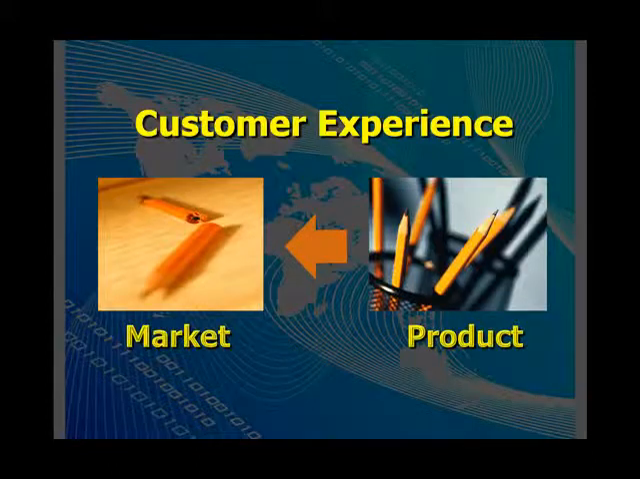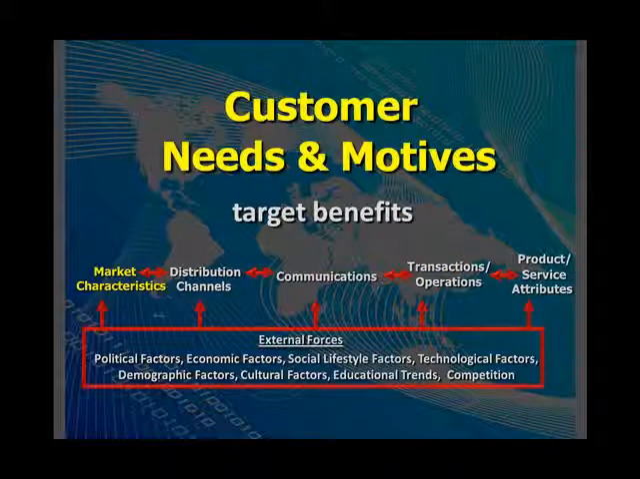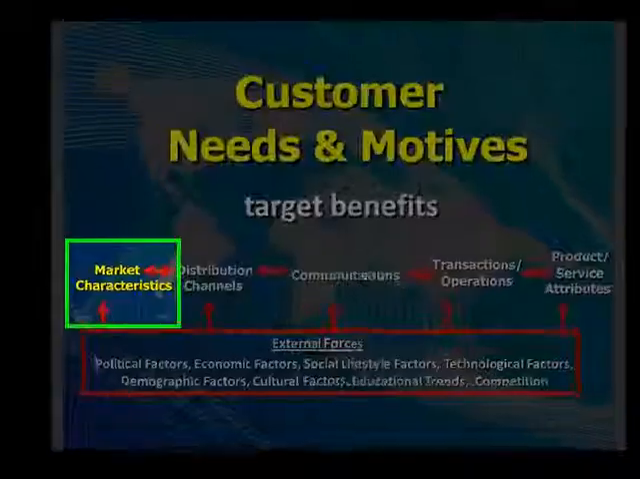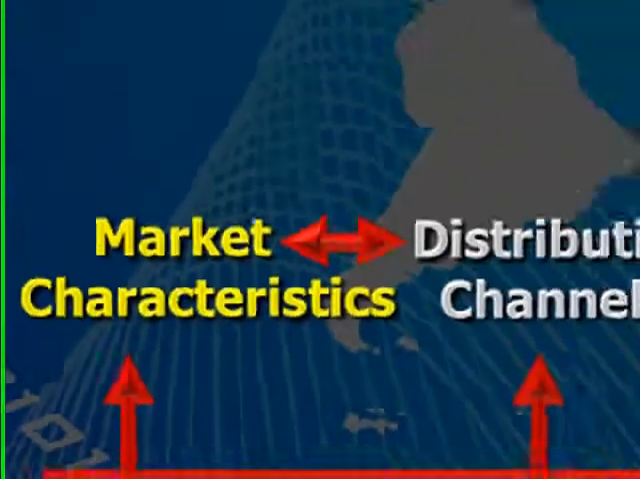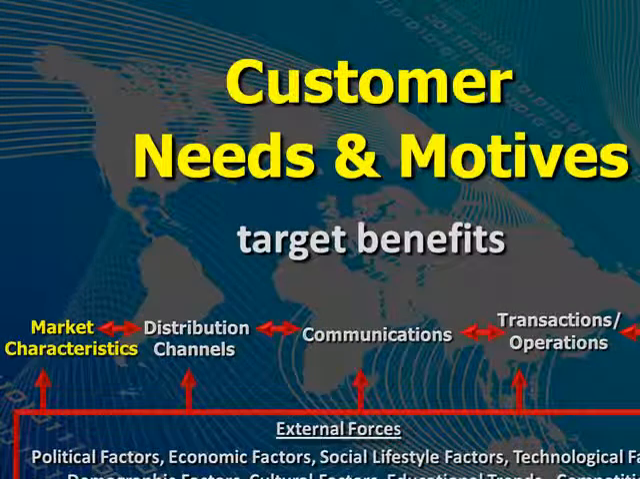With that overview in mind, let's now go through the value chain piece by piece, beginning at the lower left with the market characteristics. This component is about identifying the customer needs and motives that we talked about in the definition of value. It's the perceived benefits relative to the price or cost. This information will become a focal point for assembling the rest of the value chain.